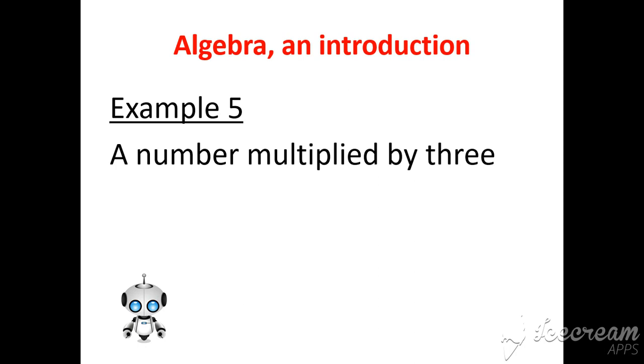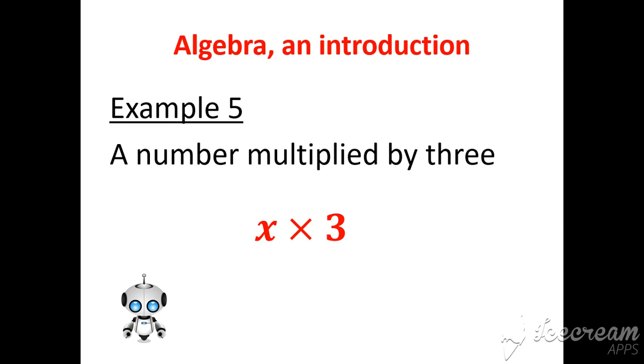Right, here's another example. Example 5, a number multiplied by 3. So we're going to use x once again, x times 3. Now again, we didn't have to use x. We used n for number, number times 3, p times 3. But a lot of people like to use x. A lot of textbooks, a lot of mathematicians around the world are used to using x. A very common letter they use.